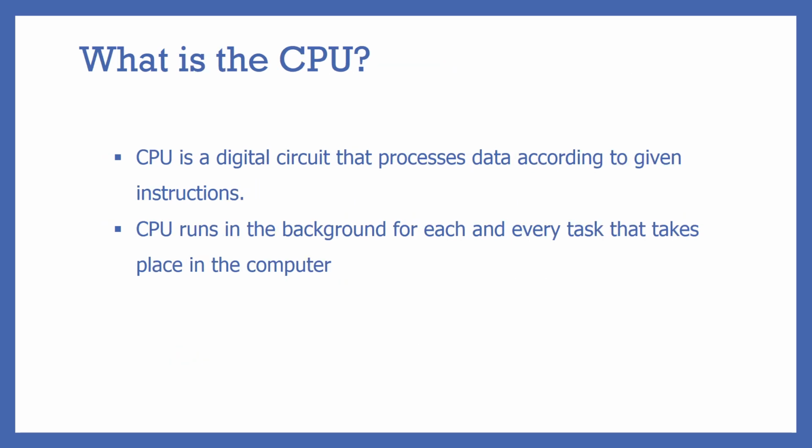So just recall in a second what is CPU. It is a digital circuit, the brain of a computer that processes data according to a given task or given instructions. It runs in the background for each and every task that takes place in the computer. So the CPU processes data according to given instructions and runs in the background to perform the tasks carried out by the computer.